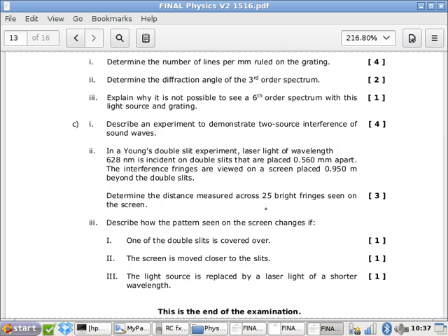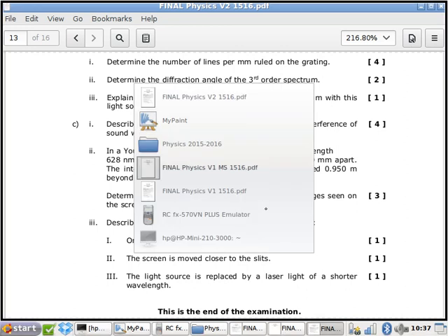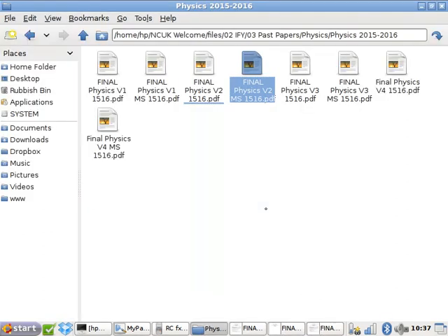Yeah, that is 24. 25. For two bright fringes, we have only one fringe spacing. So 25 has 24. Let's check the marking scheme. I mean, you mentioned here bright fringes.